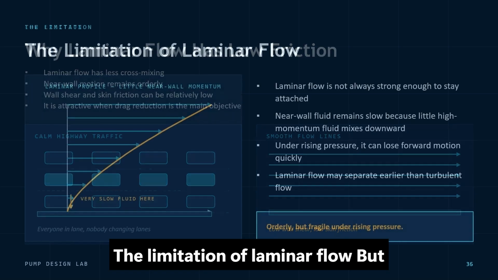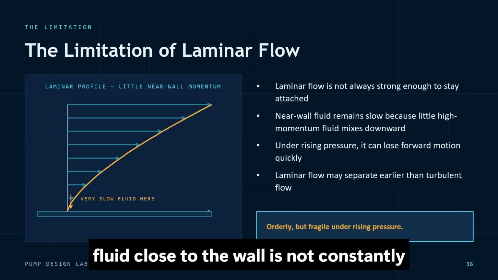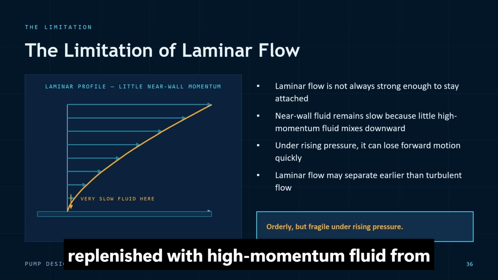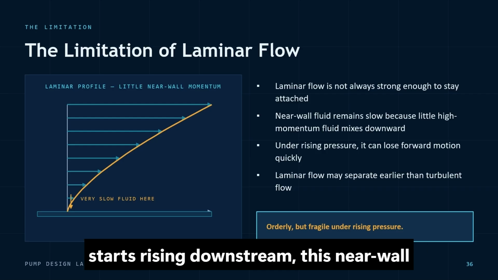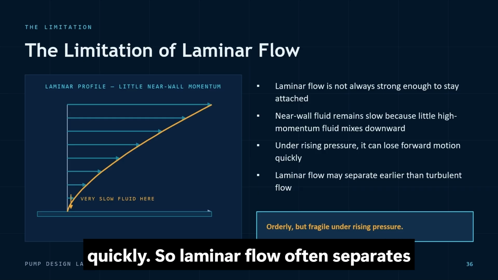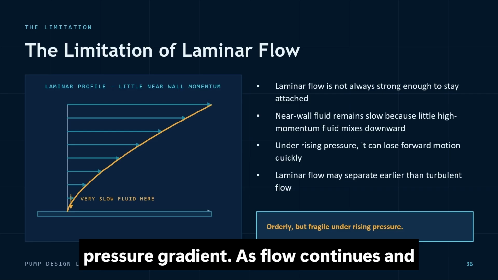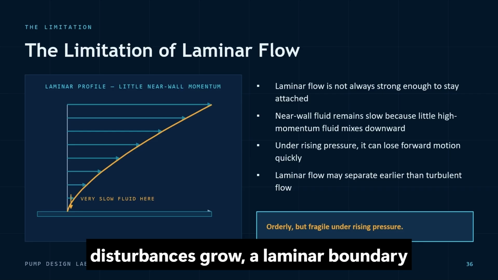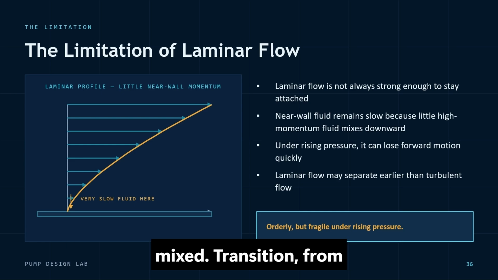The limitation of laminar flow. But laminar flow has a weakness. The slow fluid close to the wall is not constantly replenished with high momentum fluid from outside the boundary layer. When pressure starts rising downstream, this near wall fluid can lose its forward motion quickly. So laminar flow often separates earlier than turbulent flow in an adverse pressure gradient. As flow continues and disturbances grow, a laminar boundary layer can change into something much more mixed.